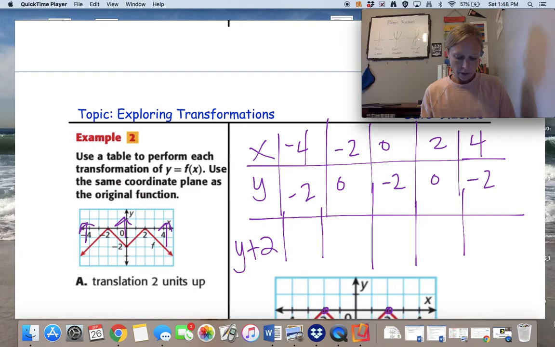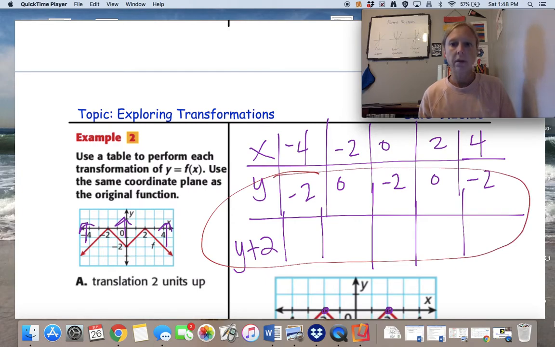So I'm going to now just look at these 2 rows, and I am going to add 2 to every number in that y row. -2 plus 2 is 0. 0 plus 2 is 2. -2 plus 2 is 0. 0 plus 2 is 2. -2 plus 2 is 0.